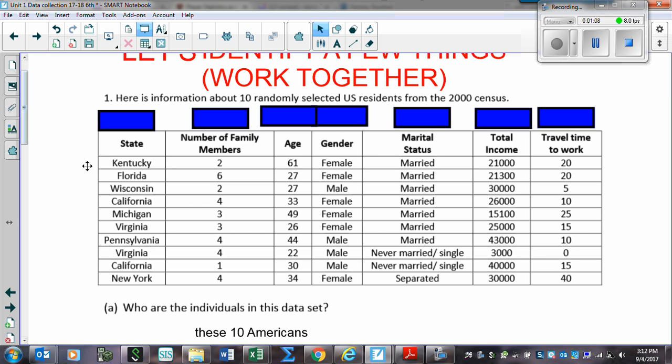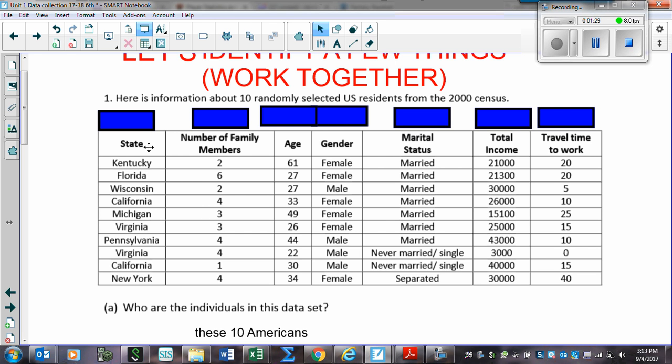All right, now we're looking at things about them. So this is a sample that's drawn from all U.S. residents. And then we're going to look at the different types of data being collected from each of these members. We're going to identify whether it's numerical or categorical.